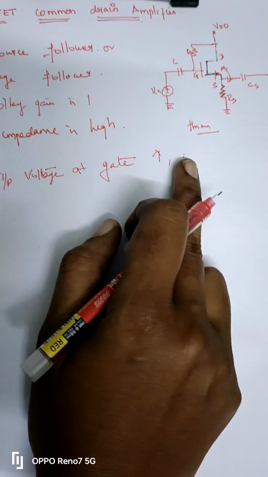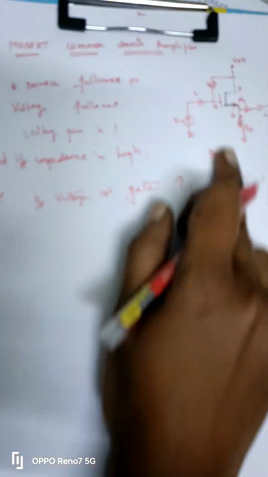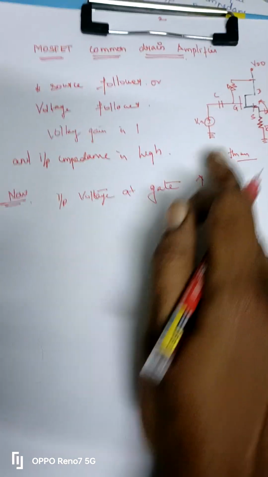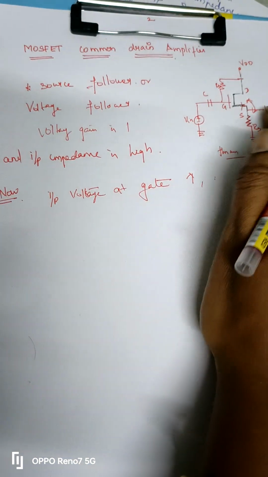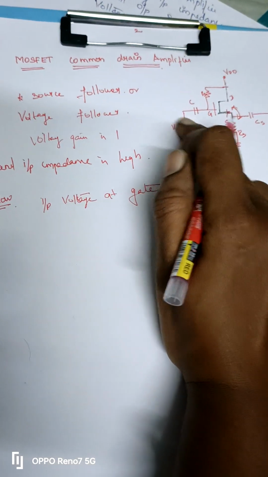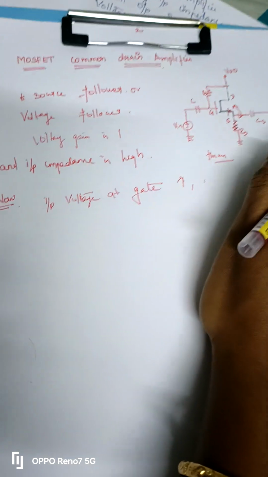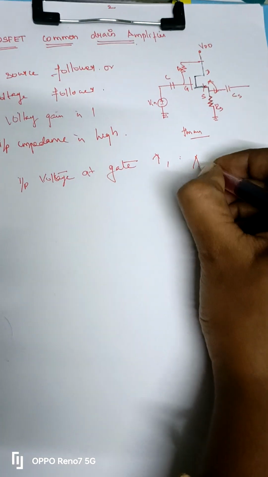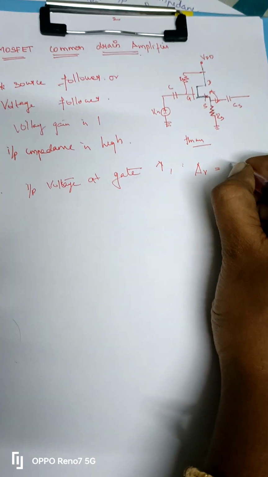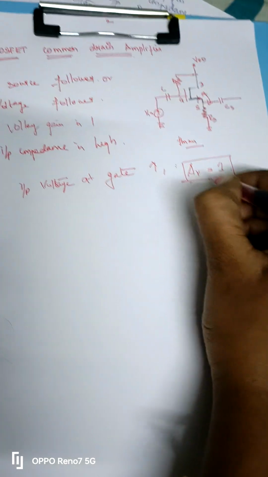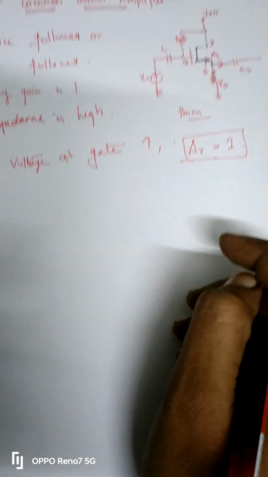Regarding phase inversion, there is no phase inversion in this MOSFET. The output wave moves in exactly the same direction as the input. When the input goes up, the output also goes up. The voltage gain, which we denote as AV, is unity. Here we can write AV is equal to 1.